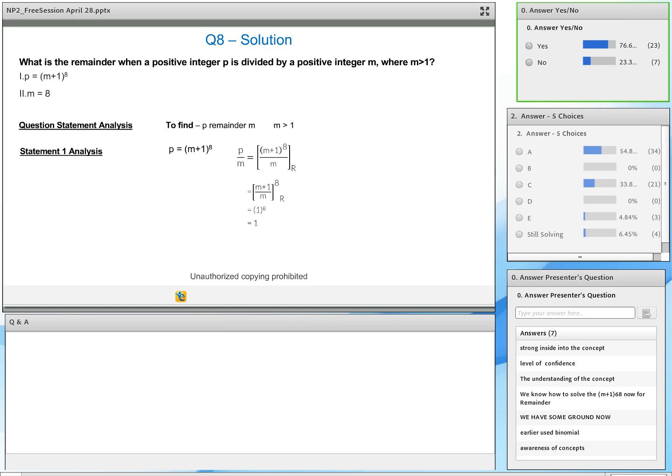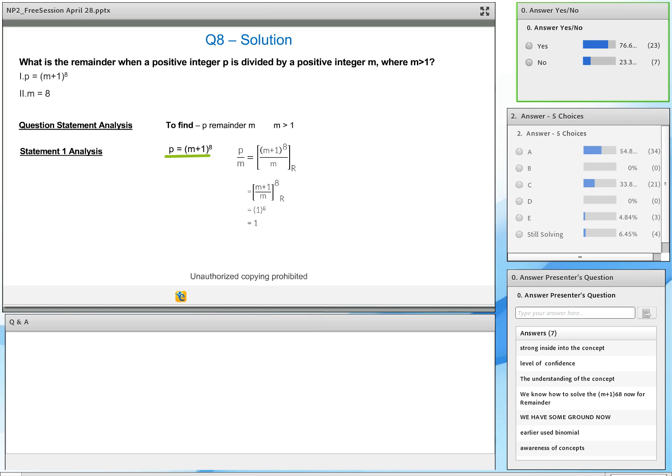Now what is p? p is m plus 1 raised to the power 8 from statement number 1, right? So the remainder of m plus 1 raised to the power 8 divided by m. Now I can apply the concepts that I learned: I can simply take this 8 outside, because I can first find the remainder when m plus 1 is divided by m, and then raise that remainder to the power 8.